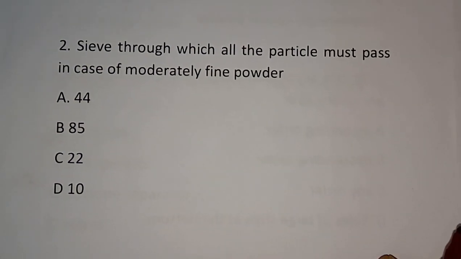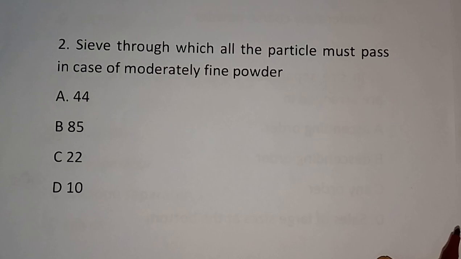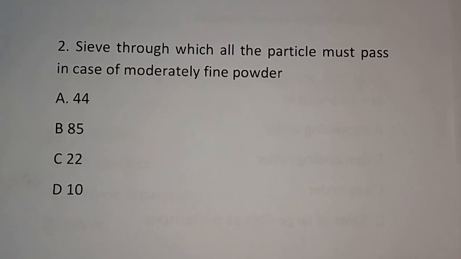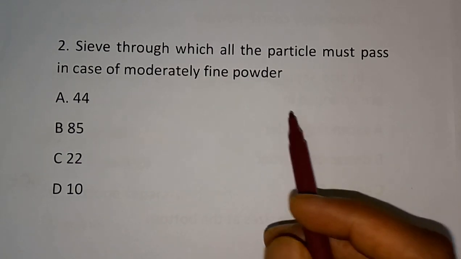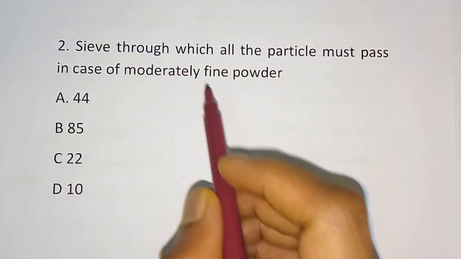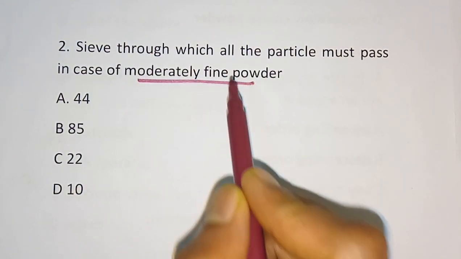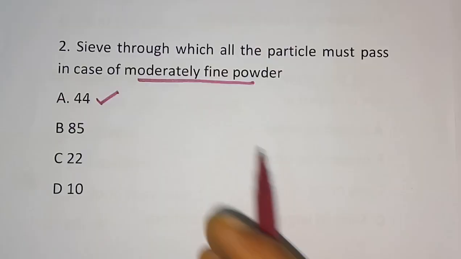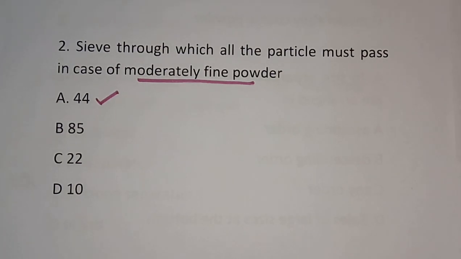Sieve through which all the particles must pass in case of moderately fine powder. Options are 44, 85, 22, 10. That is option A, 44 is the correct answer.